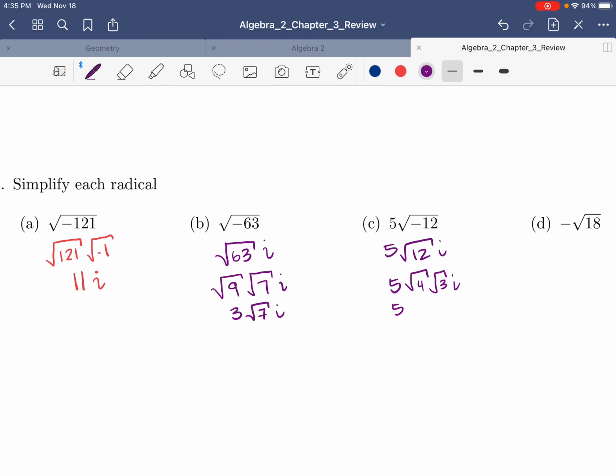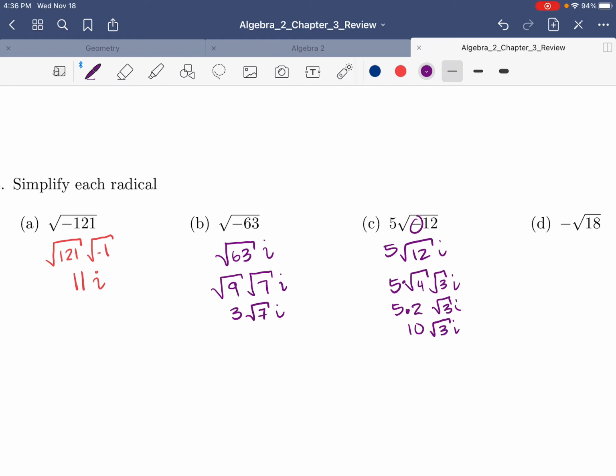We have 5 square root of 4 is just 2 square root of 3 and i. Now this looks weird because it looks like I'm saying 52 square root 3. But we all know that 5 and then that right there is multiplication. 5 times that. So it's not 5 times 2 is 52, but 5 times 2 is actually 10. So we get 10 square root of 3 i, where i just tells me we had a negative under the radical when we first started this problem.